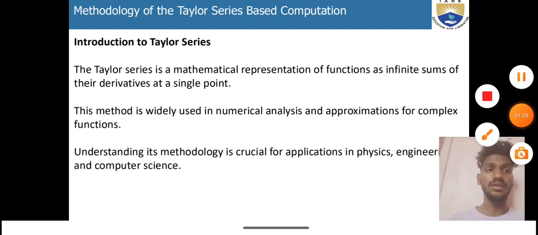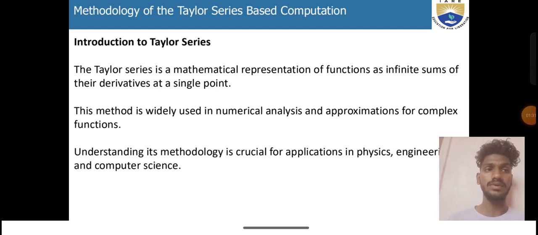Understanding its methodology is crucial for application in physics, engineering and computer science.